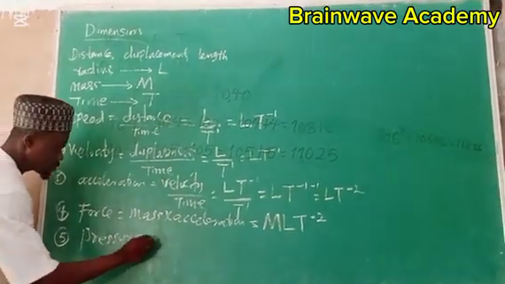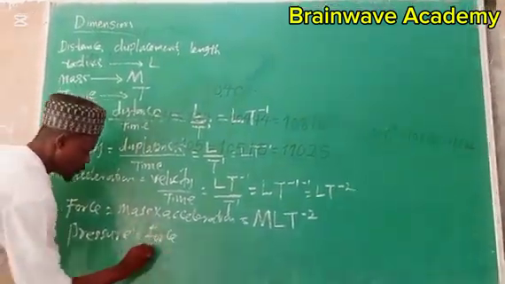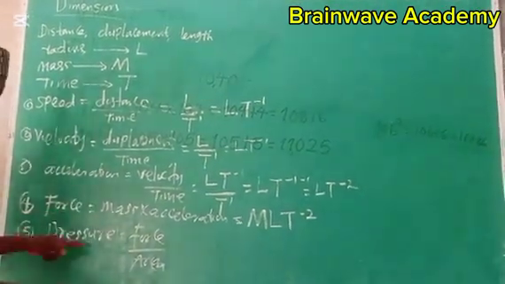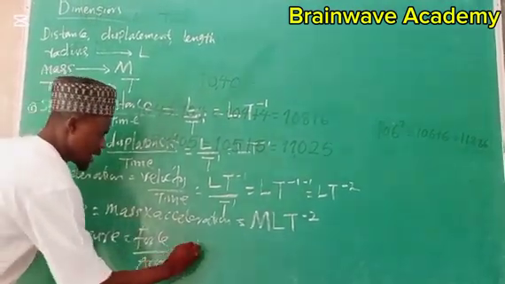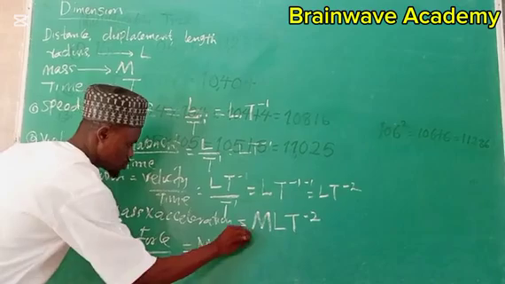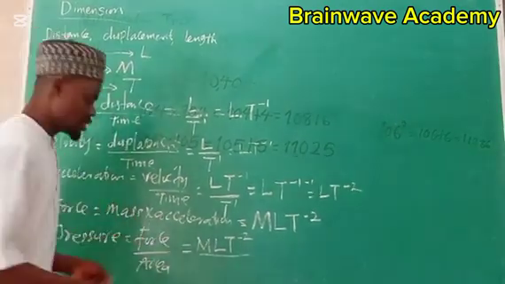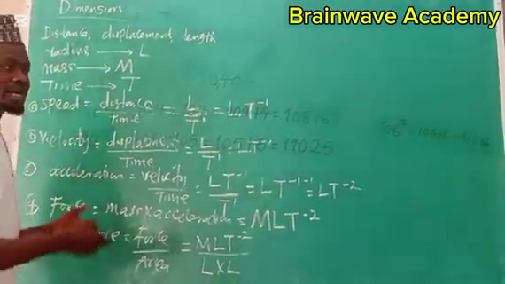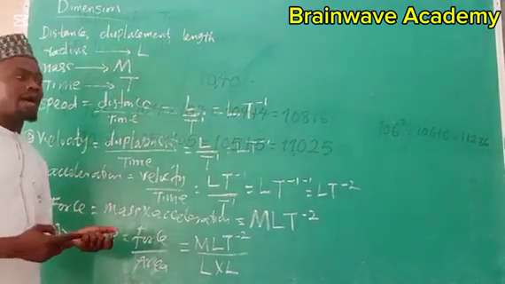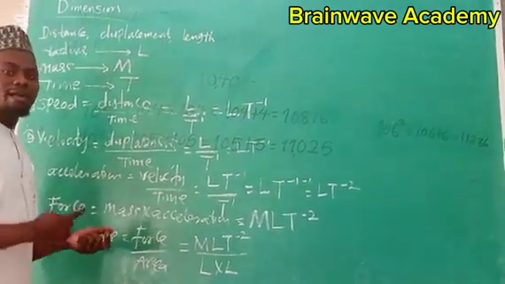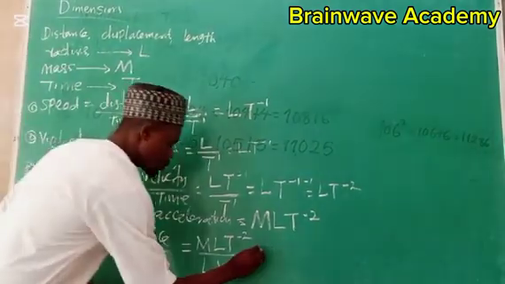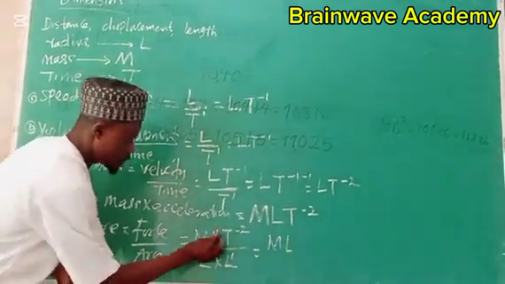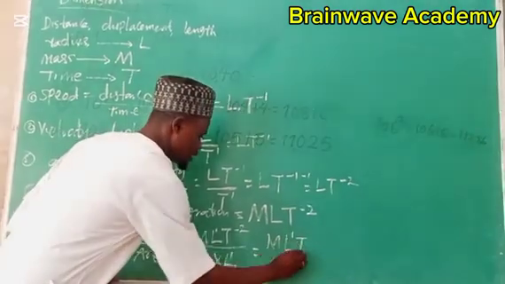Then the fifth one is, let's say, pressure. Pressure is equal to force all over area. And mind you, force is also a vector quantity. And the dimension for force is MLT minus 2, all over area, which is length times breadth. Length is L, breadth is also L. Please take note of that. We have this raised to power 1, this raised to power 1. We have M, L raised to power 1, T raised to power minus 2, all over L raised to power 1 times L raised to power 1.